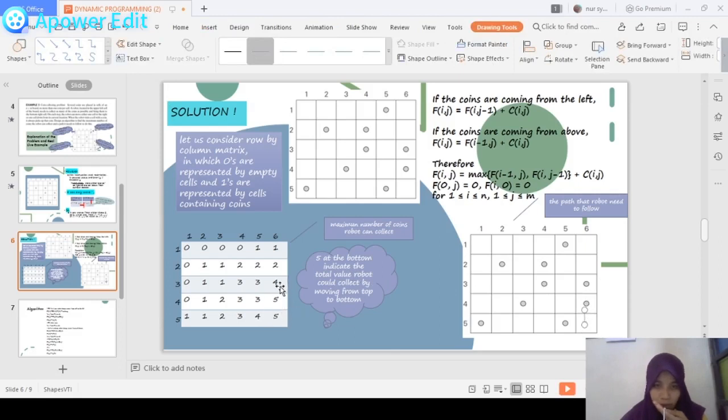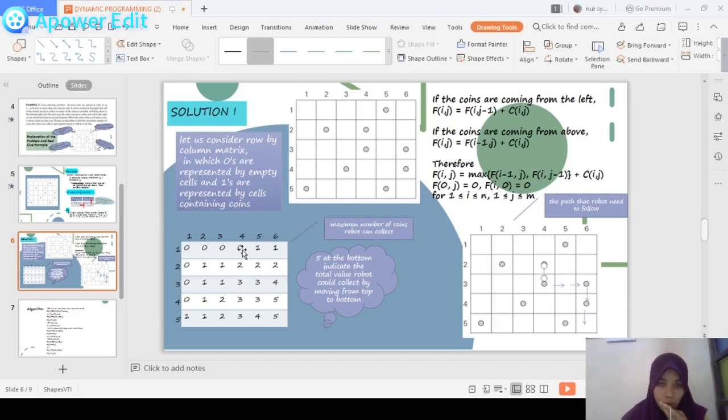And then we are here. 4 compared with 3, it becomes 4, so we are coming from the top. 3 compared with 2, it becomes 3, so we are coming from the left. Like this. And here 3 compared with 2 also becomes 3, so we are coming from the left. So here 2 compared with 1, it becomes 2, so we are coming from above.